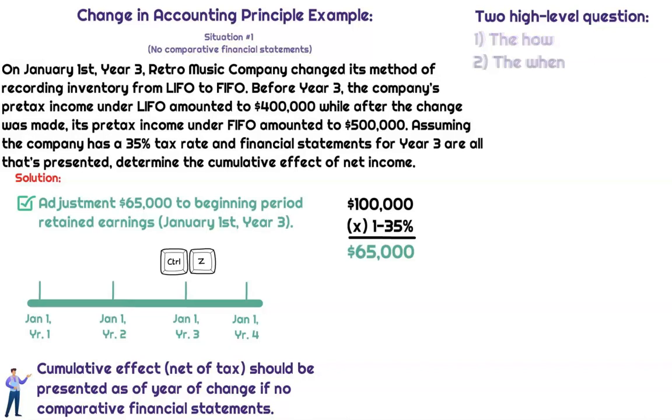We already did that. Now we need to address question number 2, the when. What period is this adjustment going to be made? And we're going to make the adjustment as of the current year, right? Beginning retained earnings as of the earliest period presented. So we're going to be making this as of January 1st, year 3, right? We're not showing the financial statements for years 1 or 2, but let's say that we are.